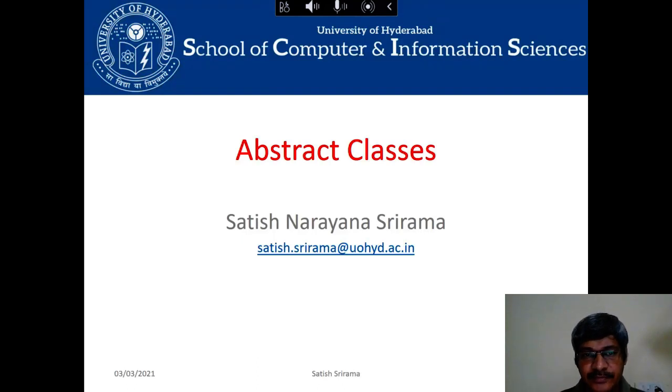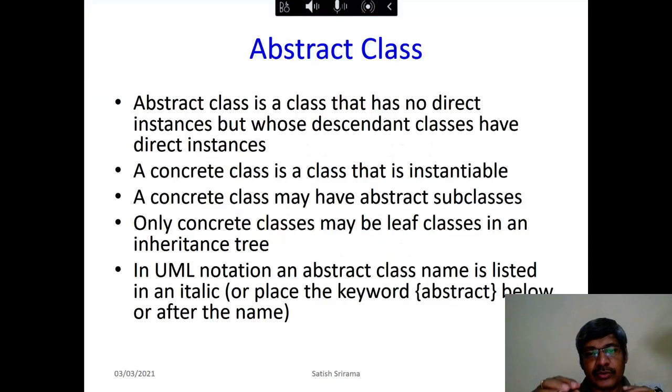Good evening, everyone. So in this video, we'll be discussing abstract classes. An abstract class is a class that has no direct instances. You cannot create instances from an abstract class. There are certain features which are just abstract there, that's why it is an abstract class.